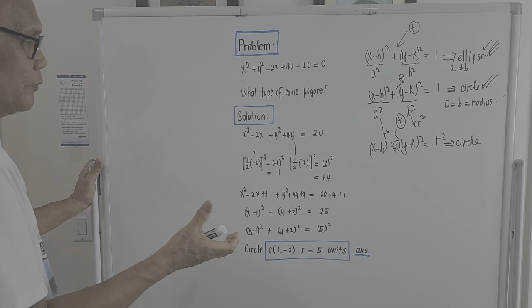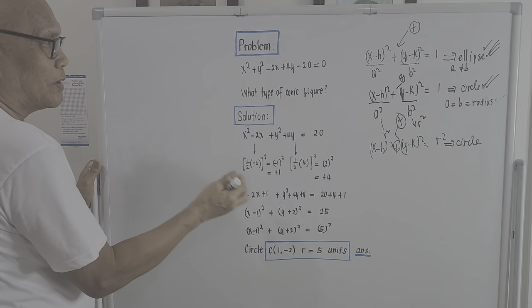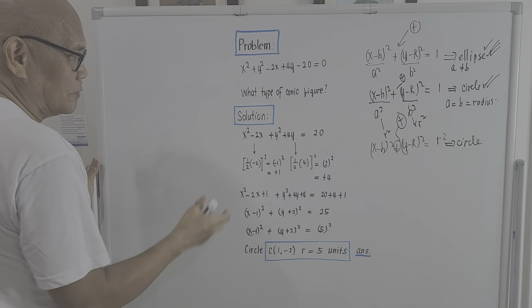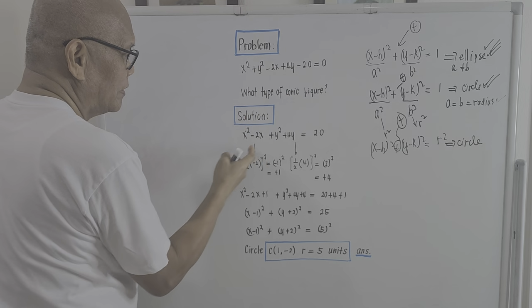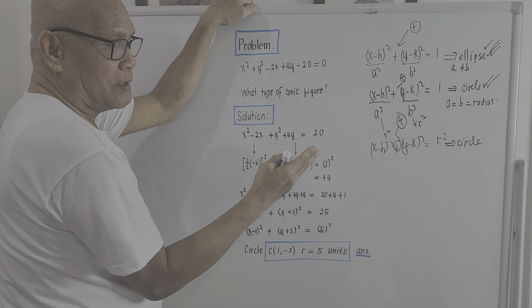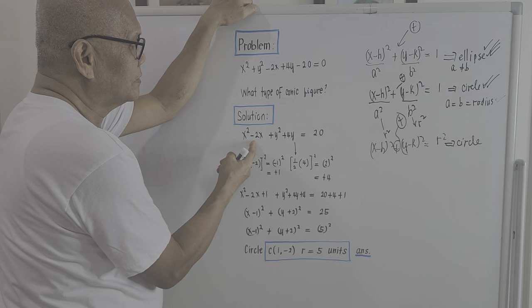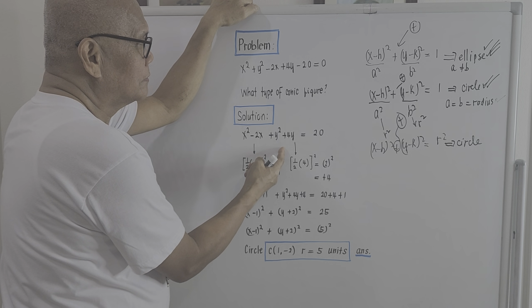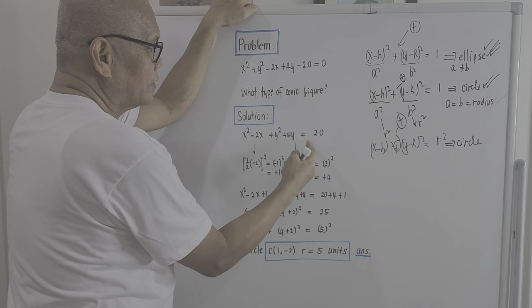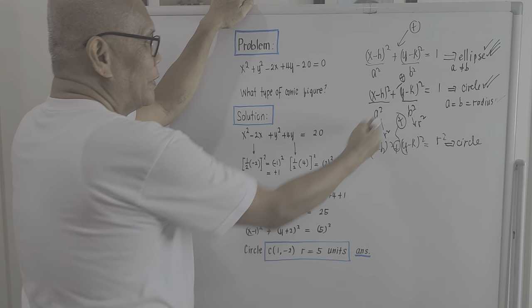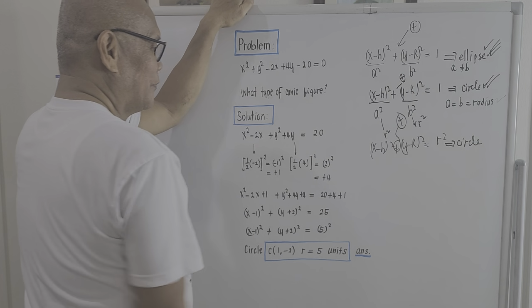So, the purpose of manipulating this one is we would like to go to this form here. So, I will be rewriting this one, x squared. I will now combine the x terms, minus 2x, plus y squared plus 4y. Then I will transpose this to the right, and they should be equal to 20. So we are going to this format, okay?